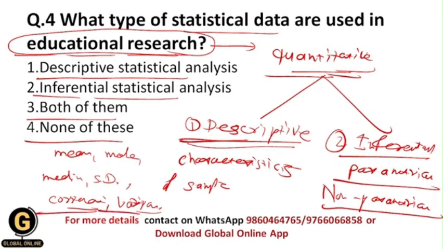And that's why the correct answer over here is 3, that is both of them, because we can use both descriptive statistical analysis and inferential statistical analysis in educational research.